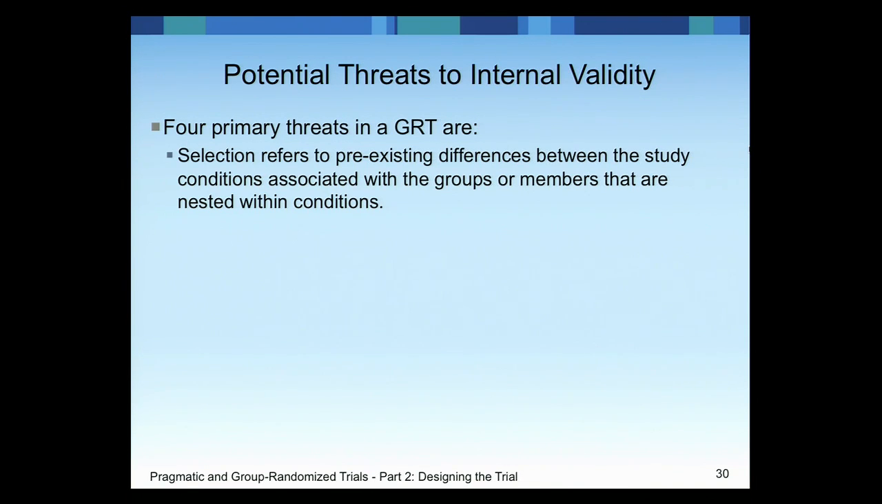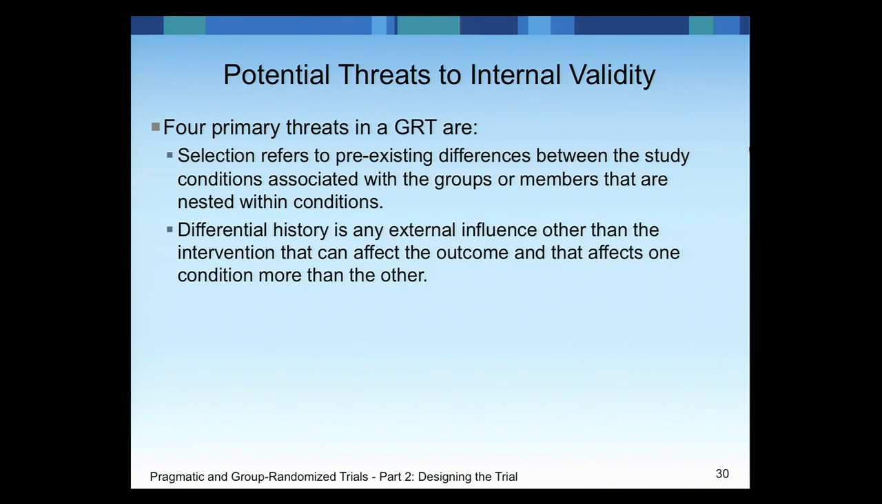Selection refers to pre-existing differences between the study conditions that are associated with the groups or members that are nested within the conditions. So these are differences that are there after randomization, but it's not something that I caused, it's not something that the intervention caused, it's just differences that exist. If we don't deal with them adequately, they could fool us into thinking that there is no intervention effect when there really is one, or perhaps there is an intervention effect and we're not seeing it because of these kinds of problems.